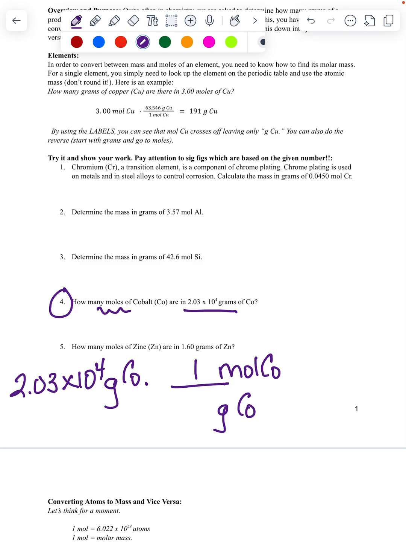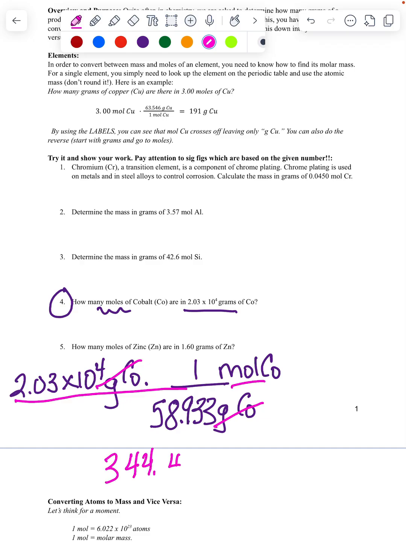Okay? Go look up the mass of cobalt, 58.933. I don't know why I keep thinking it's 993. And you'll notice your grams cross off and you're left with moles. And of course, by now, you guys should see this as a division problem. So grab your calculators. 2.03, I think most of you know the EE button. Most of you did very well on that. Hit EE 4 divided by 58.933. And you get 344.458, blah, blah, blah, right?